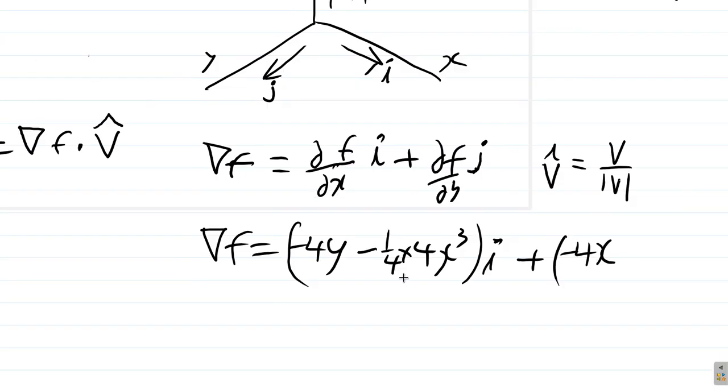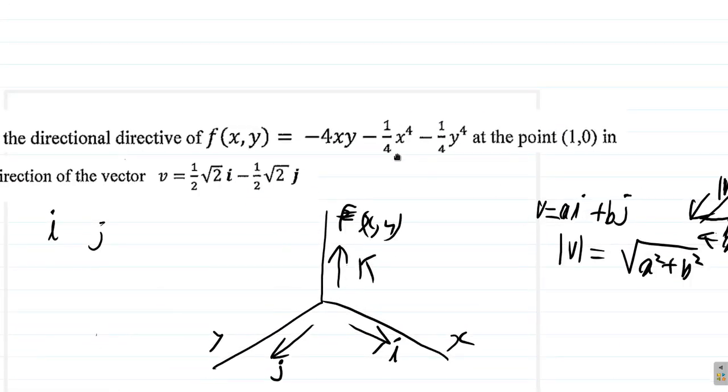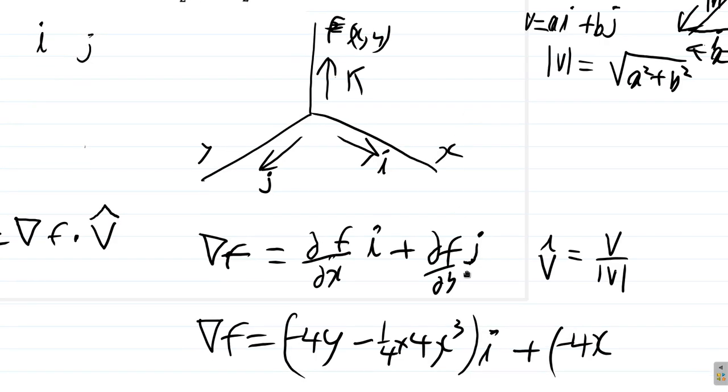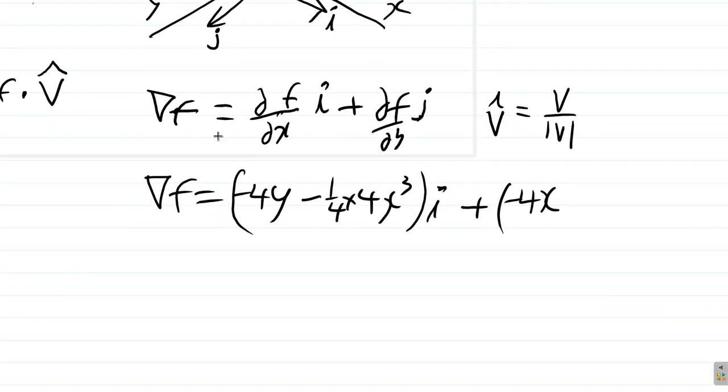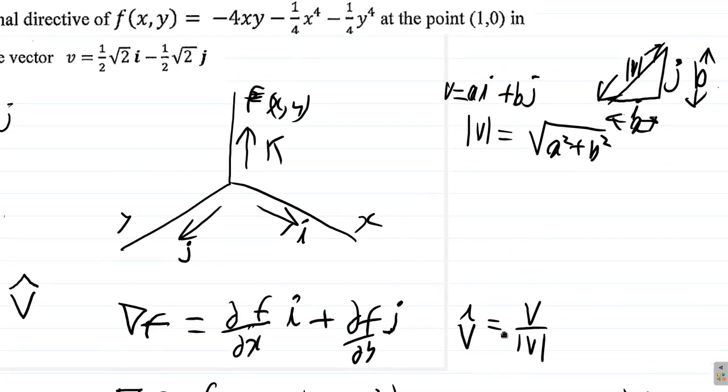Negative 4x. Differentiate this part with respect to y, this is 0 because there is no y here. But this part now is going to be negative a quarter times 4y to the 4th, j. Alright? So that's what we have there.